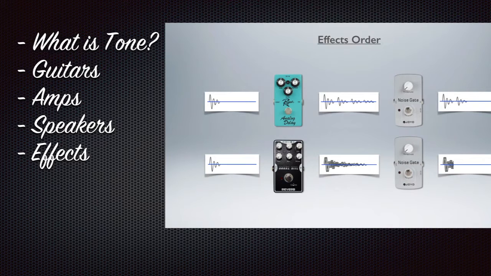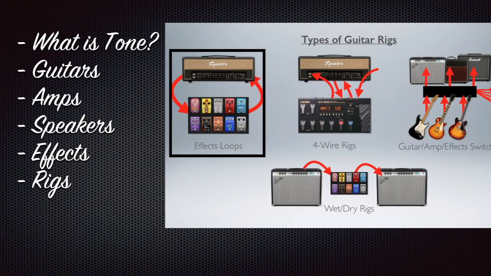And then moving on from there, we'll look at what type of guitar rigs there are out there. Things like wet-dry rigs, guitar switching, amp switching, series or parallel loops. There'll be a lot to go over there.